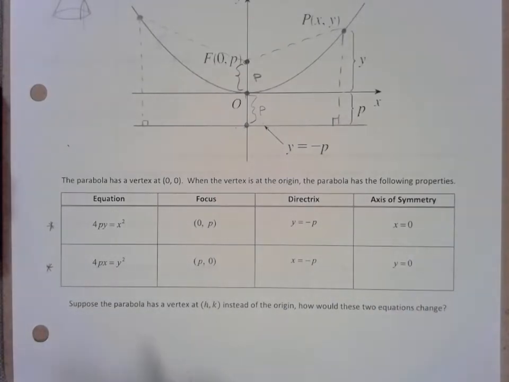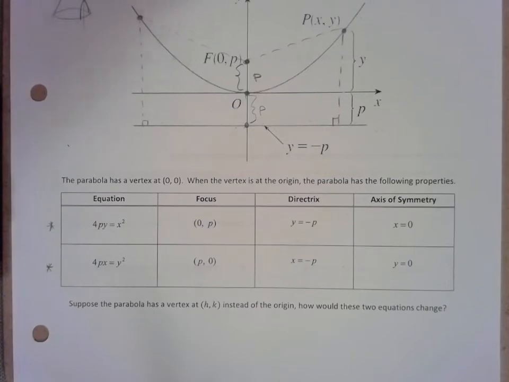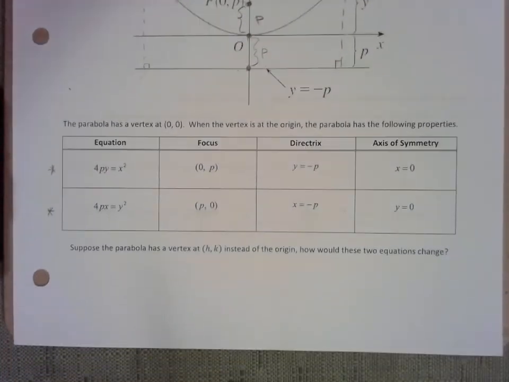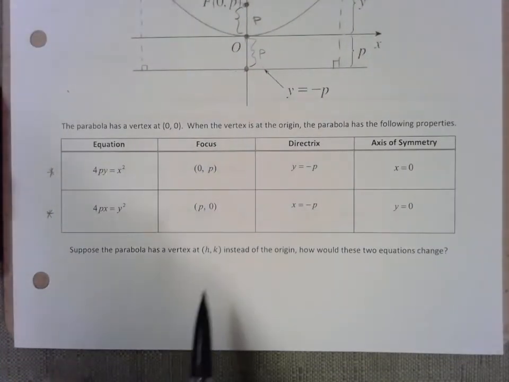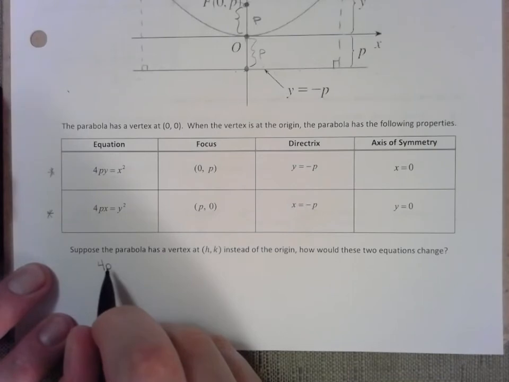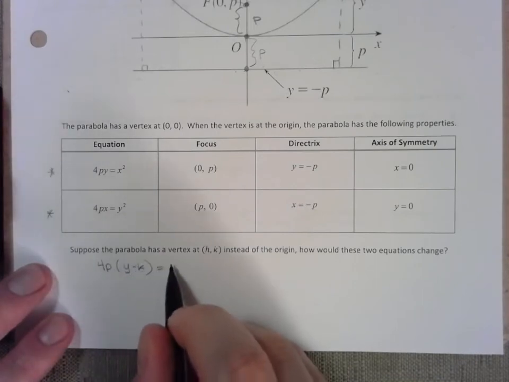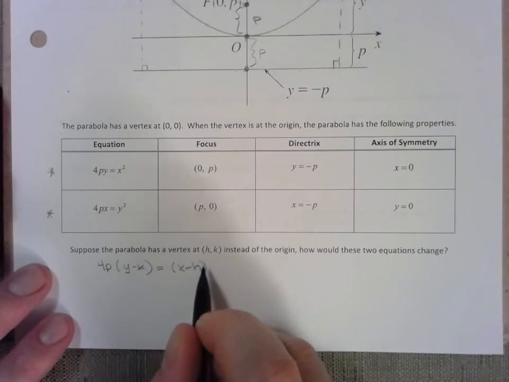One last thing to end this video. What if we don't have the vertex at (0, 0), instead we have a vertex of (h, k)? What does that do to the formula for your parabolas? So let's take a look. What I'm going to do is translate this left and right and up and down. So I'm going to have 4p times (y minus k) equals (x minus h) squared.